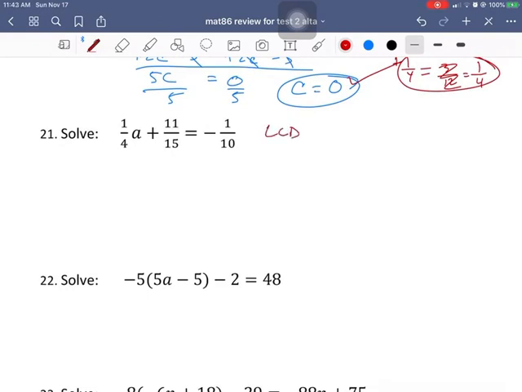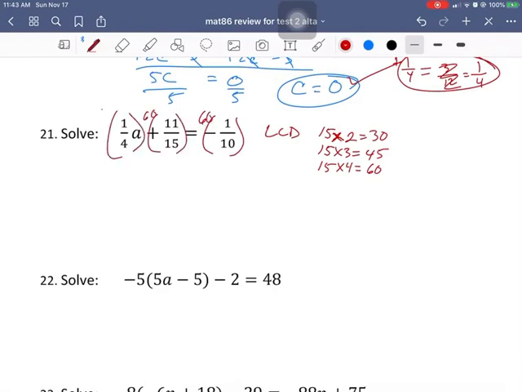I need an LCD for 15, 10, and 4. So I look at the large one, which is 15, and say, okay, 15 times, because 4 doesn't go into 15 and 10 doesn't go into 15. So I go 15 times 2 is 30. The 10 will go into 30, but the 4 doesn't go into 30. So 15 times 3 is 45, and neither of them go into that. 15 times 4 is 60, and all 4 of them will go into 60. So that's going to be the LCD I'm going to use to clear my fractions with.